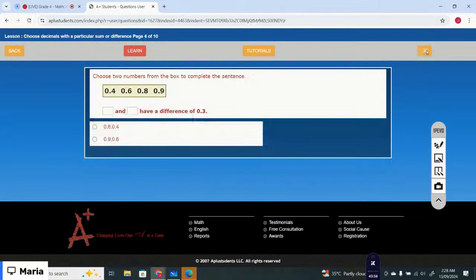Okay, choose two numbers from the box to complete the sentence. So, which two numbers have the difference 0.3? Difference means when you subtract them, the answer is 0.3. So, which is the correct option?